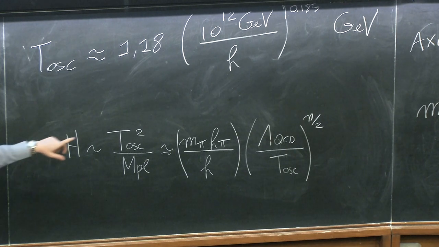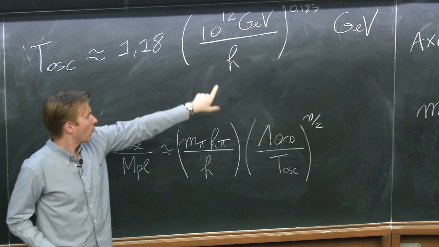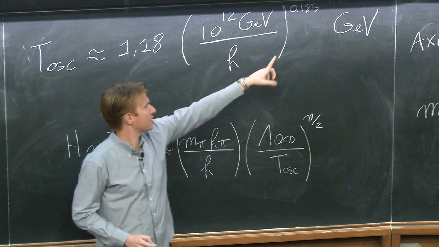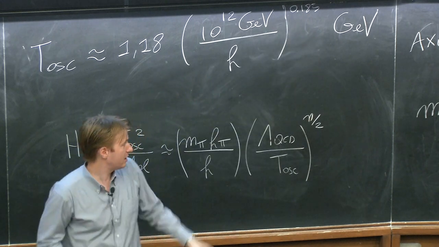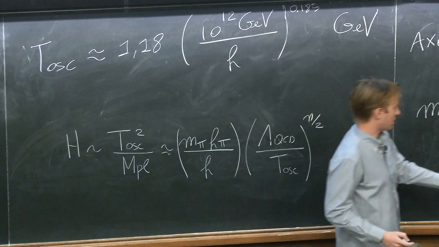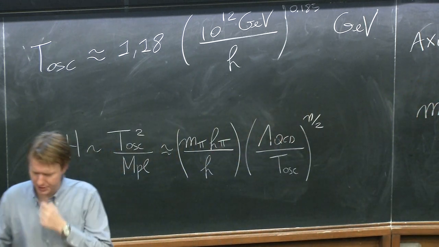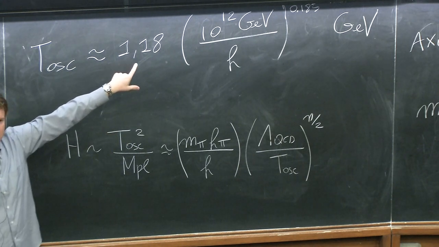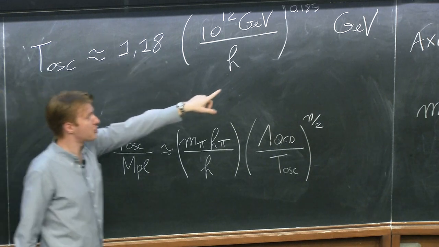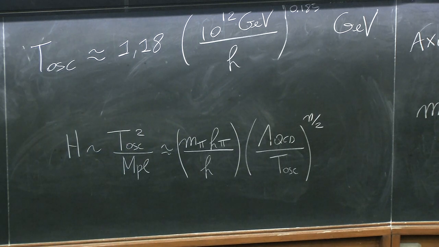You see that I put a number for F that is in the interesting range, as we will see in a second. What I want to emphasize is that the dependence on F is actually pretty small, because there is this small power index. And this 0.185 is a combination of this N, and I think I put N equal to 6.8 to get this number. And the real important number is this one: 1.18 GeV. So this equation tells us, roughly speaking, the temperature scale where oscillations begin.